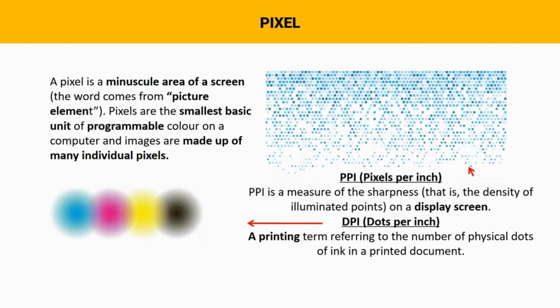PPI is a measure of the sharpness, that is, the density of illuminated points on a display screen. DPI, dots per inch. A printing term referring to the number of physical dots of ink in a printed document.